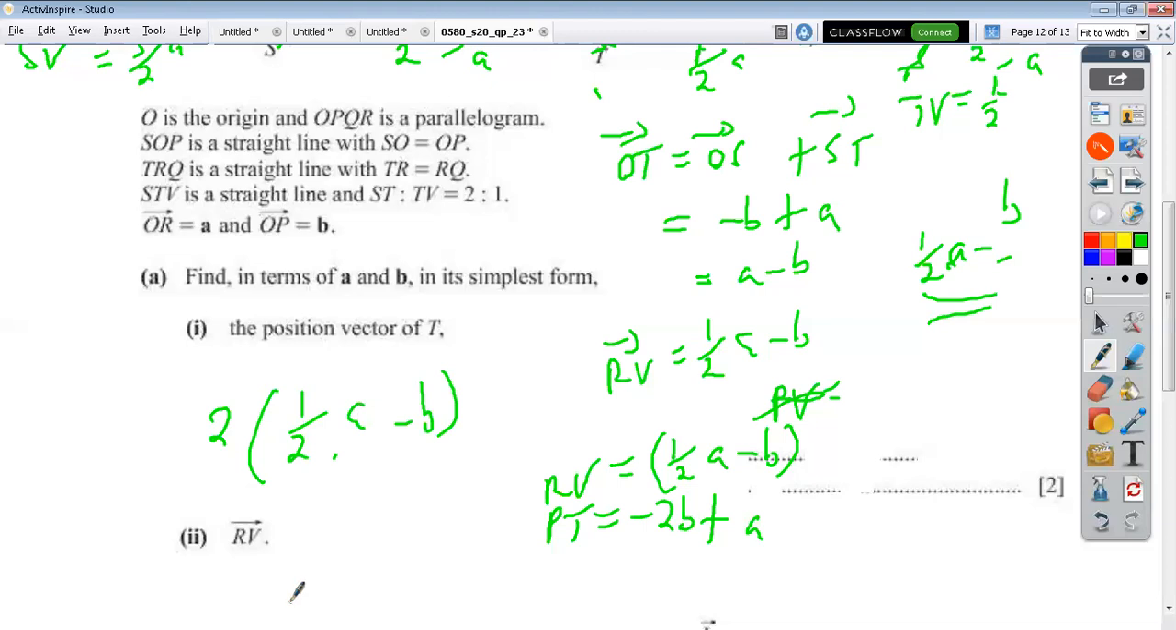Which simply means that PT is equal to twice RV. So they are parallel, but this is twice the size of that. Does that make sense? Oh, yes, sir. Okay, we are done there.